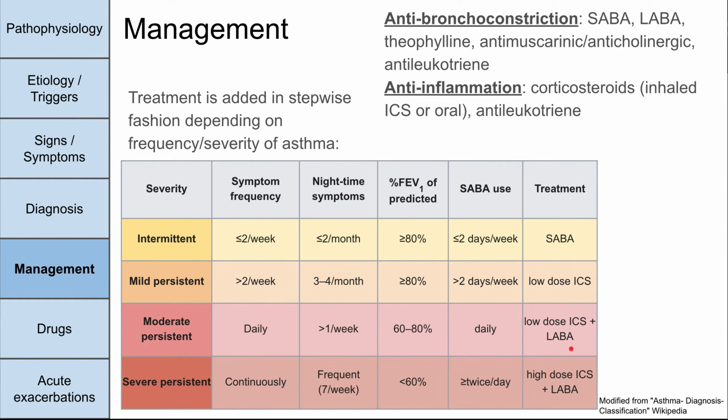And lastly, we have the severe persistent group. These people have symptoms continuously. They have symptoms all the time. They have nighttime symptoms frequently, like almost every night, 7 times a week. Their FEV1 is very low, less than 60%, and they're having to use their short-acting beta agonist at least twice a day, which is pretty frequent. So these people would be on similar inhaled corticosteroids, this time a high dose with a long-acting beta agonist. And this is, of course, in addition to their rescue inhaler that they're using at least twice daily.